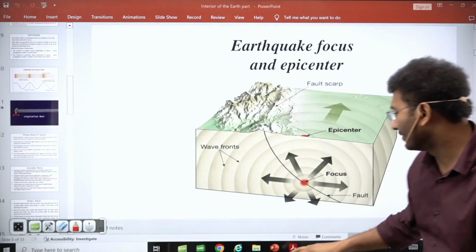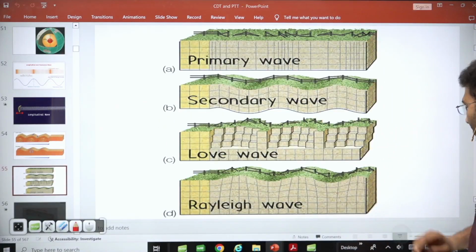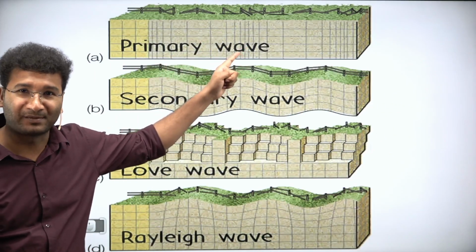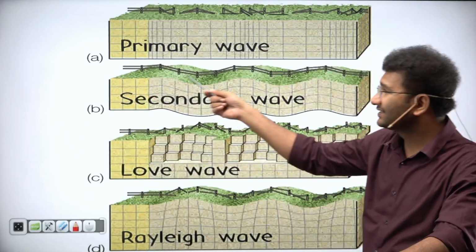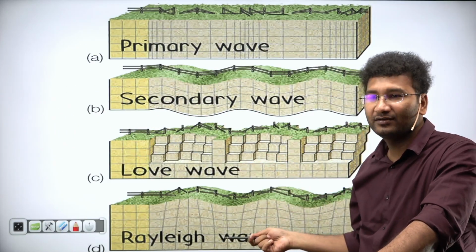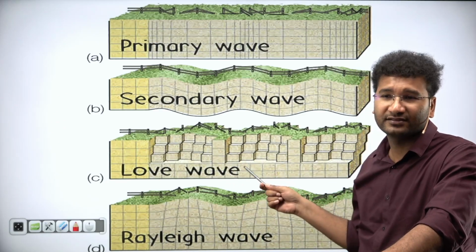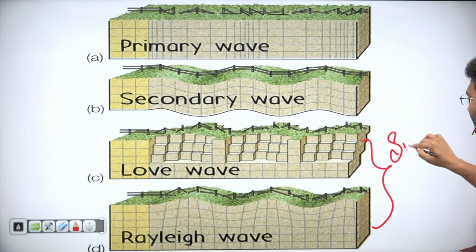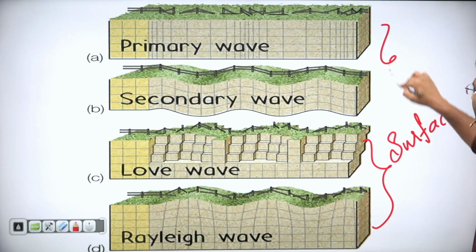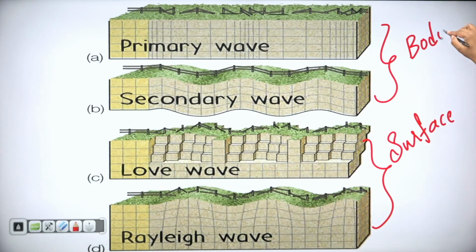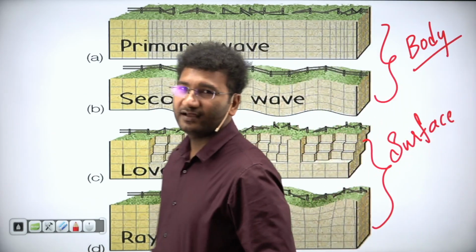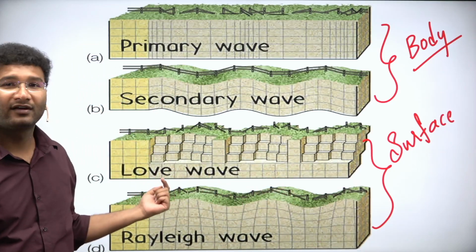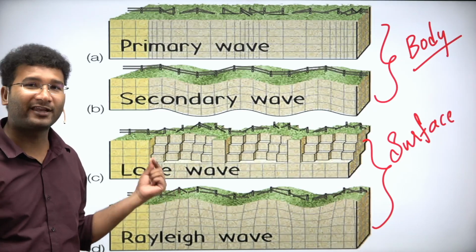Now let's try to understand them. Look here. When P waves come and hit the surface, this is the kind of damage. But S waves, this is the kind of damage. But L waves and R waves, look, these waves are very dangerous. L waves means Love waves, R waves means Rayleigh waves. These two are surface waves, and these are body waves. One is body and the other is surface. Surface waves are way more dangerous, and it is the Love waves which are way more dangerous compared to any other waves.